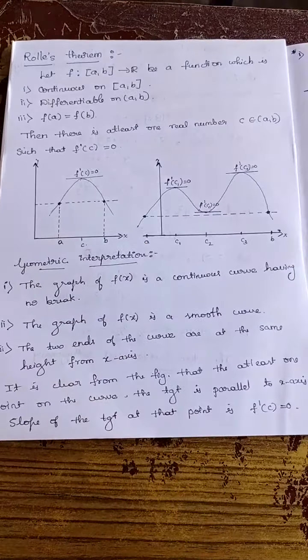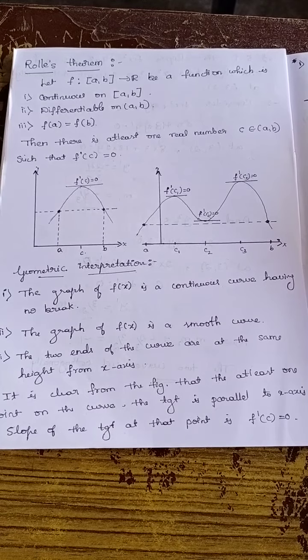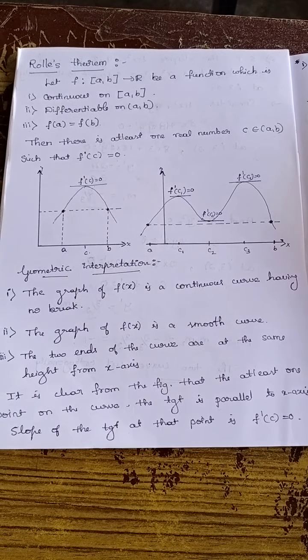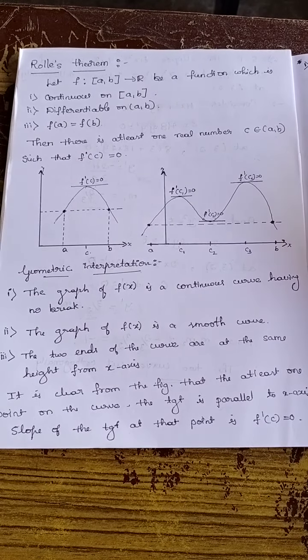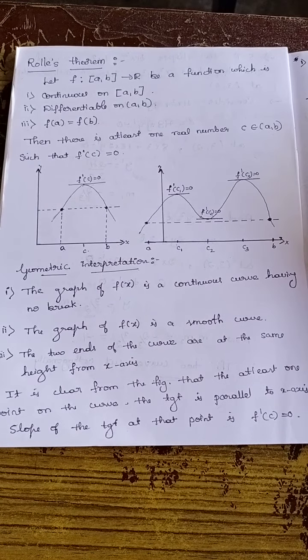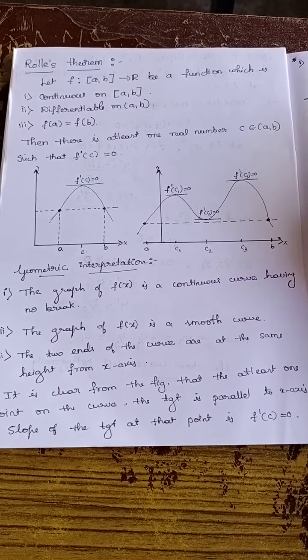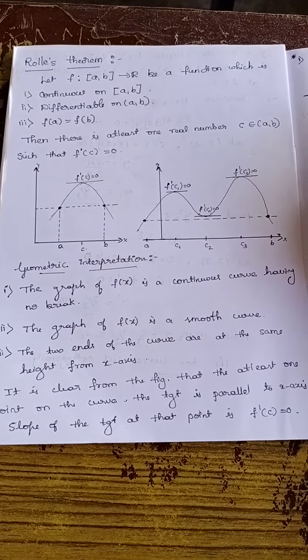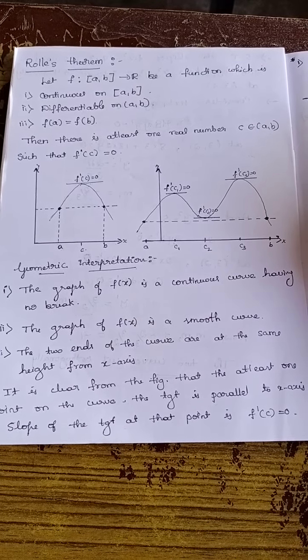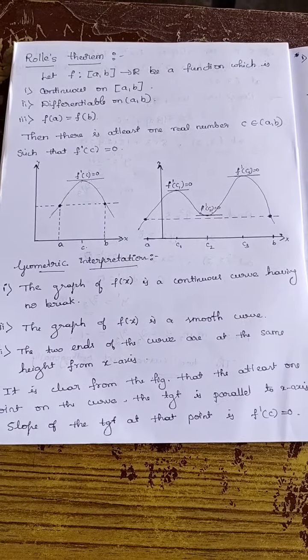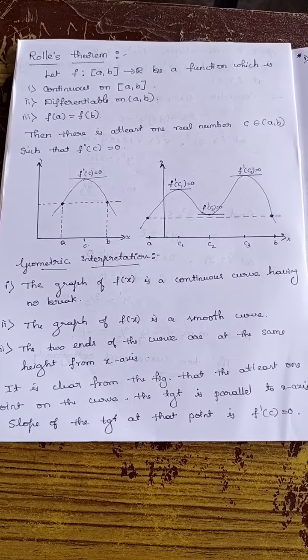This is Rolle's theorem. Rolle's theorem states that if f is a function from the closed interval [a, b] to the real numbers R, which is continuous on the closed interval [a, b], differentiable on the open interval (a, b), and the end points satisfy f of a is equal to f of b, then there exists at least one real number c in (a, b) such that f dash of c is equal to 0.